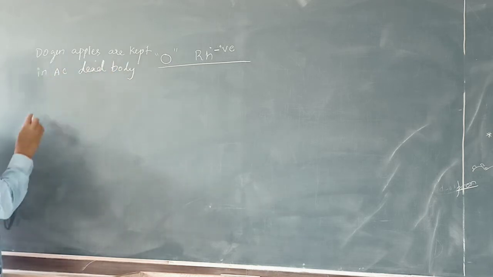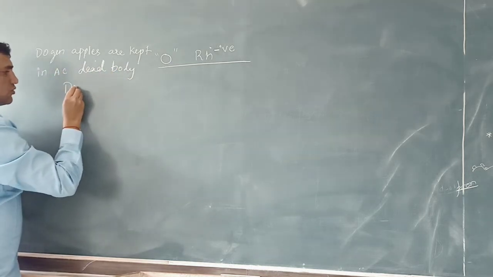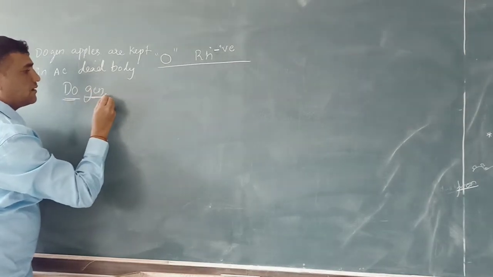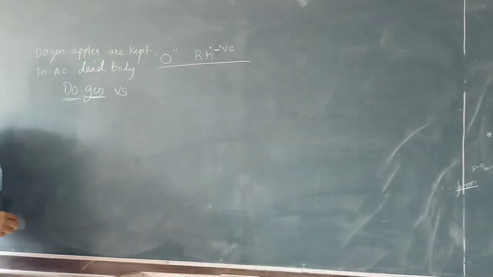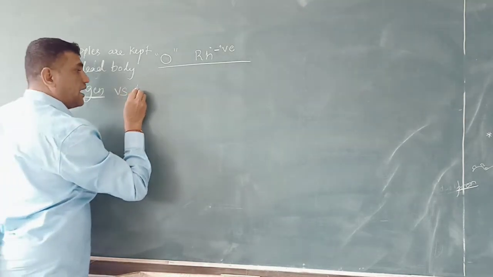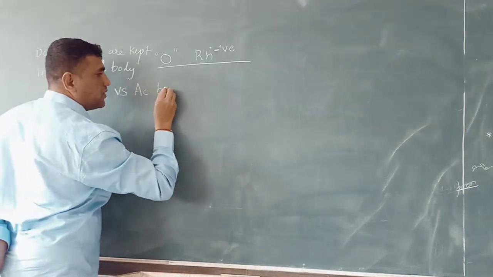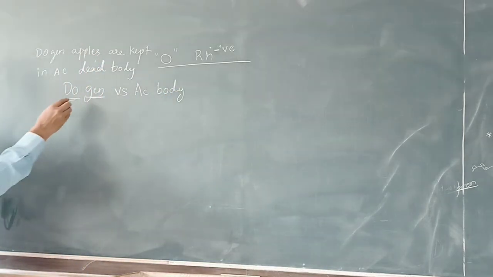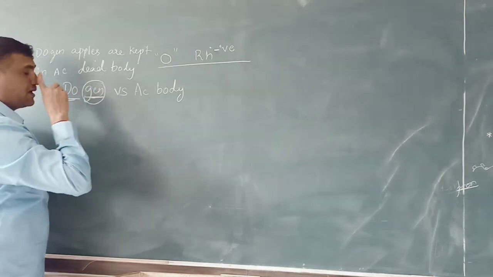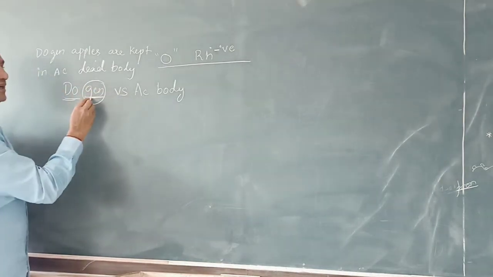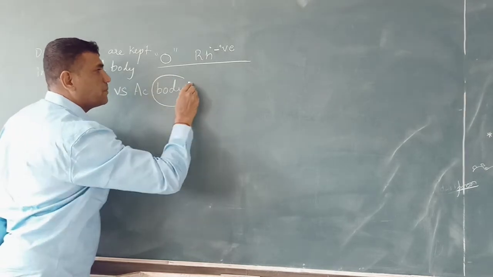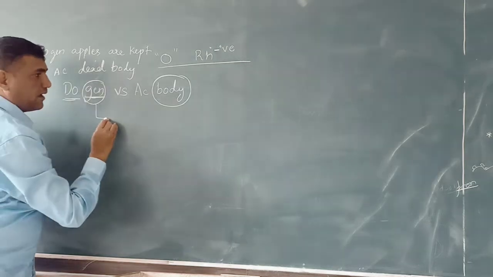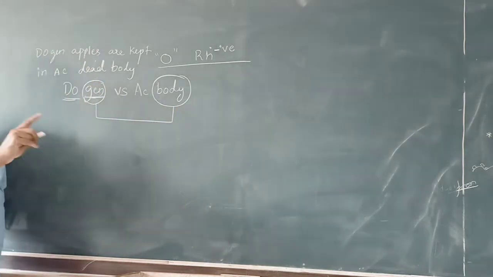So why here, the donor's antigen always reacts with the acceptor's antibody. If they say donor's antigen, here you need to think that the donor's antigen and the acceptor's antibody should not be the same. Donor's antigen and acceptor's antibody should not be same.